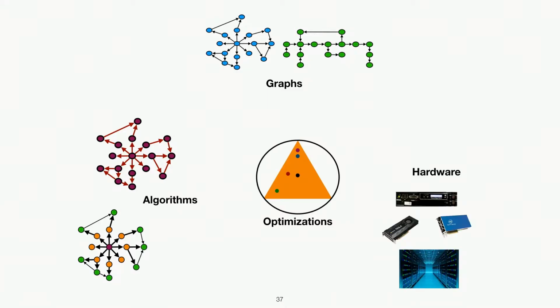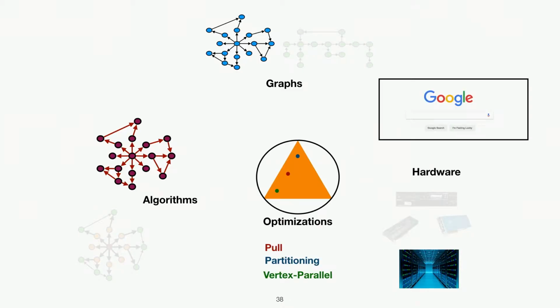It also depends on the hardware you're running. So for example, if you are doing a Google search, basically indexing, you're running an algorithm that has to operate over the entire graph in here. And the graph is a power law graph. And you're running on a cluster. So the right thing might be something like a pull schedule with some partitioning and something like a vertex parallel or some kind of a parallelism scheme in here. Might give you the best performance.